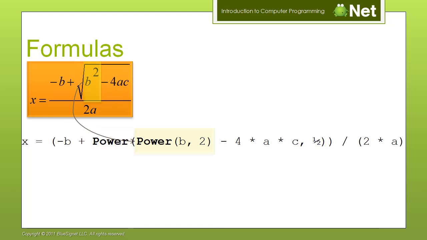Then we have b to the power of 2, which is this here, minus 4 times a times c, which is this value here. And then lastly, the second chunk of this, we divide it by 2 times a.